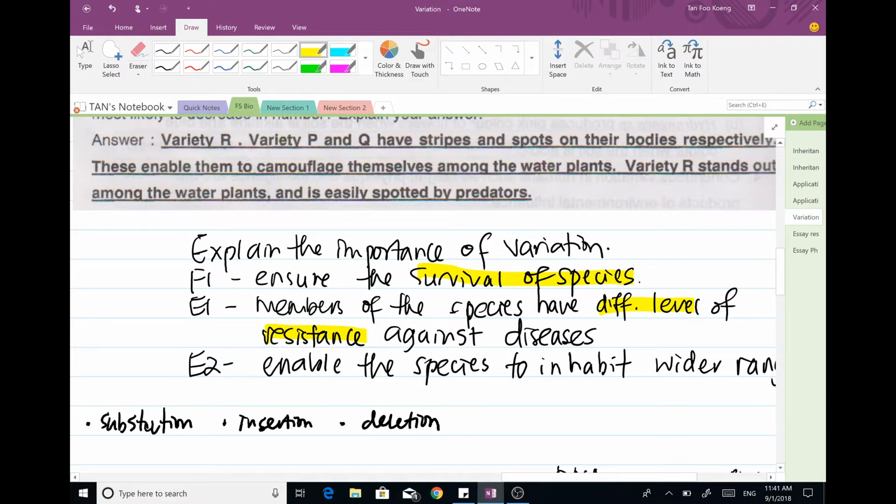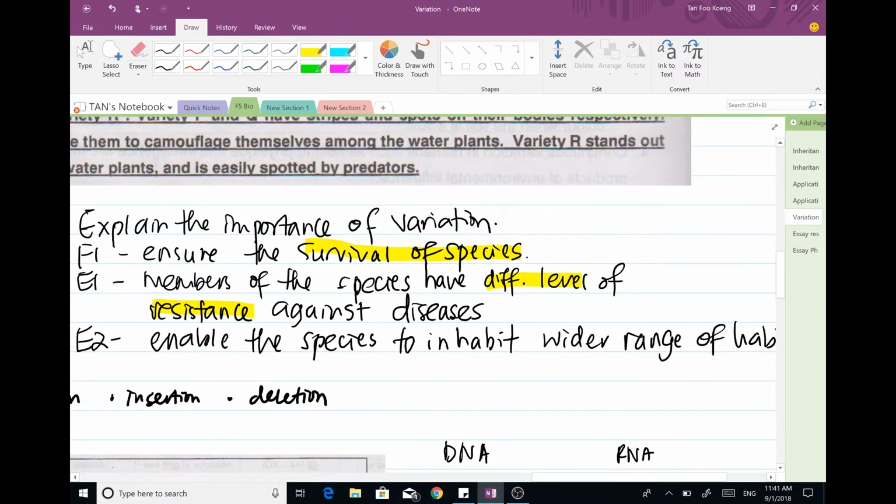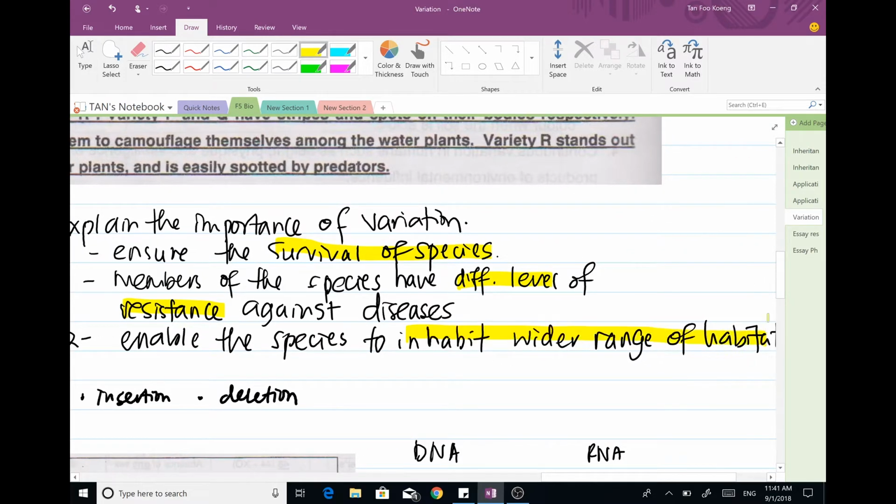It is also this variation that enables the species to inhabit a wider range of habitats. So we have people with fair skin. We also have people with very dark skin. People with dark skin are able to produce more melanin. So that's why they might be able to survive better if, let's say, the UV concentration of the sunlight increases.